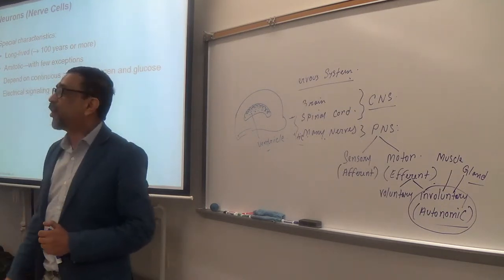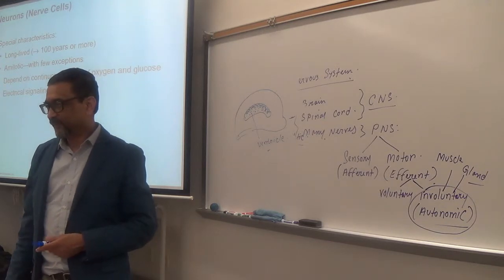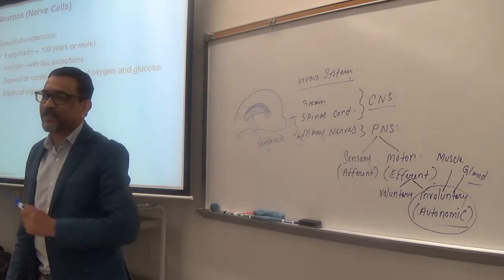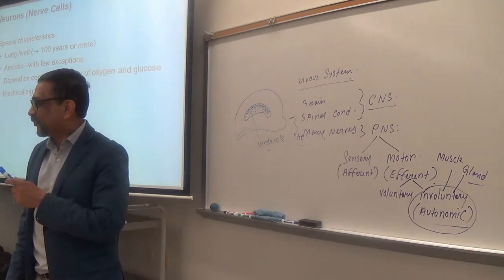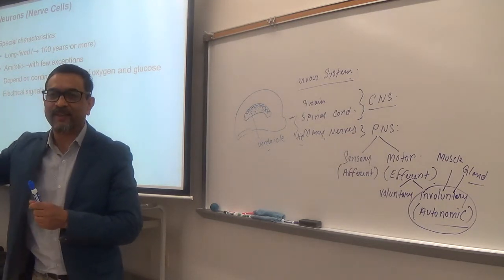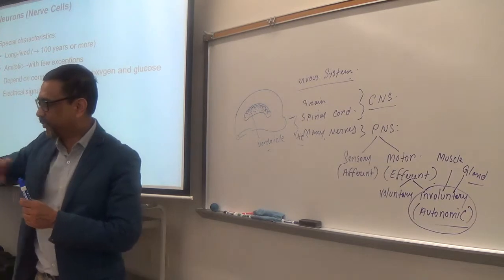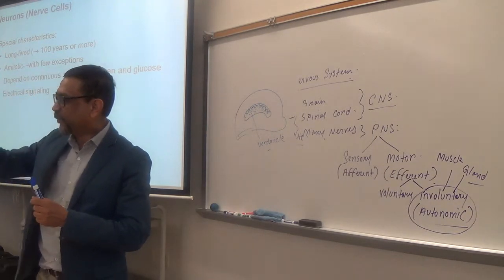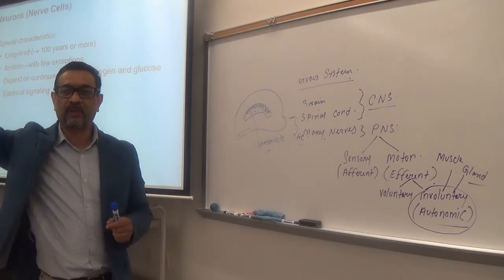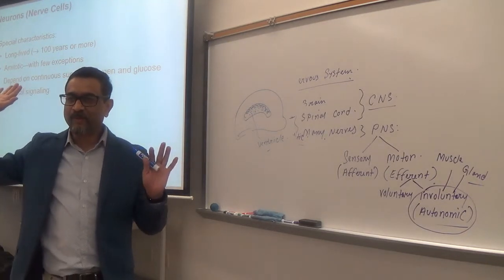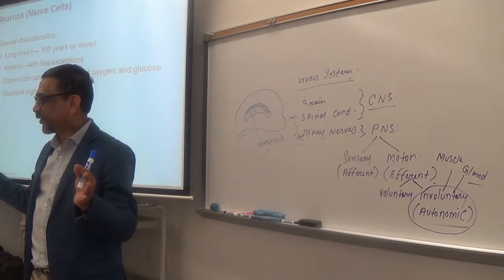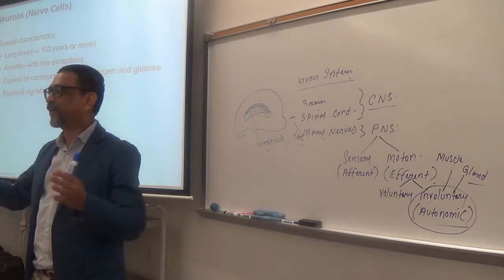Neurons are long-lived. But there is a condition. What is the condition? They need a continuous supply of oxygen and nutrients, glucose. If you can give that continuously, they will stay alive for 100 years or more. But if you stop that, neurons will die immediately. So they are highly sensitive but long-lived.